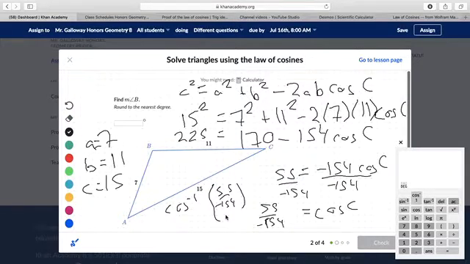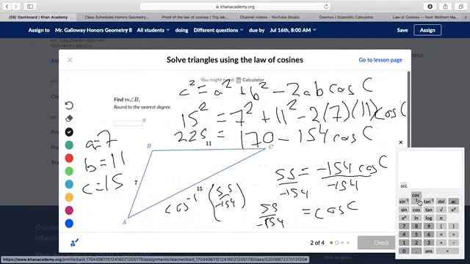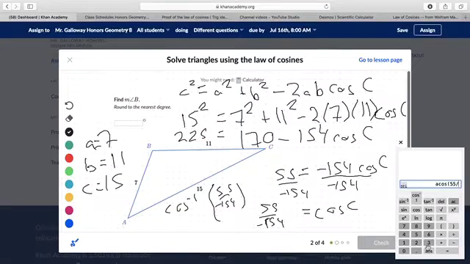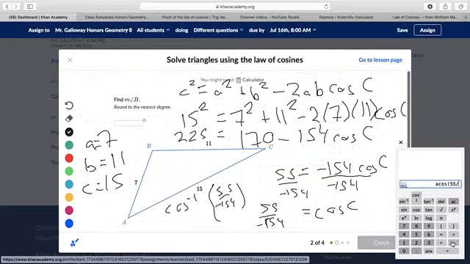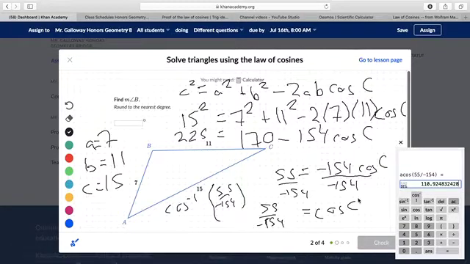There you go, okay? Now let's put it in. Let's see if we can get it. So arc cosine 55 divided by negative 154. Okay, so hopefully that works. I've never done a negative in this calculator. All right, there we go.